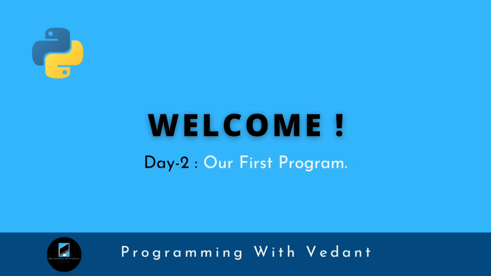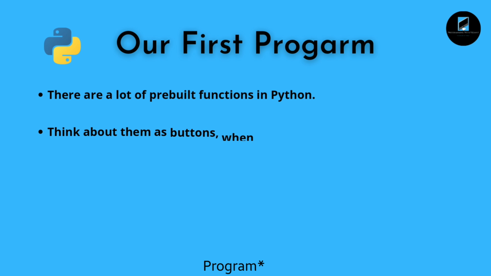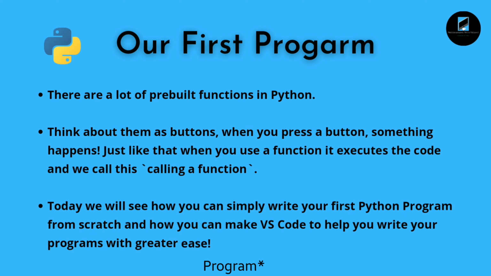We will write our first Python program today. There are a lot of pre-built functions in Python. Think about them as buttons. When you press a button, something happens. Just like that, when you use a function, it executes the code, and we call this calling a function. So when you call a function, the code inside the function gets executed.